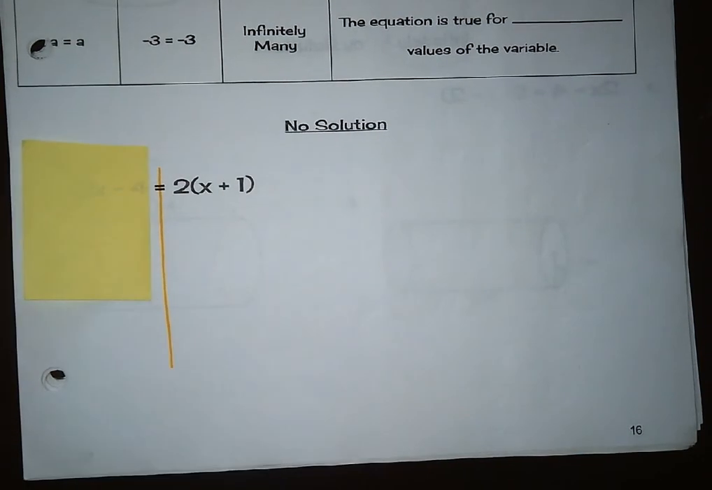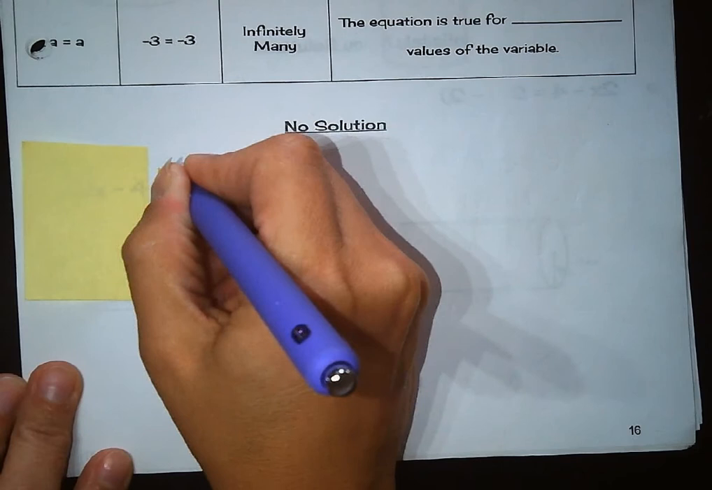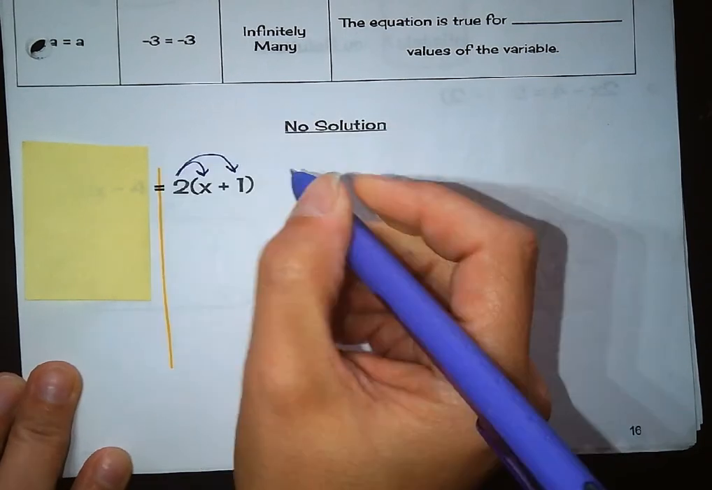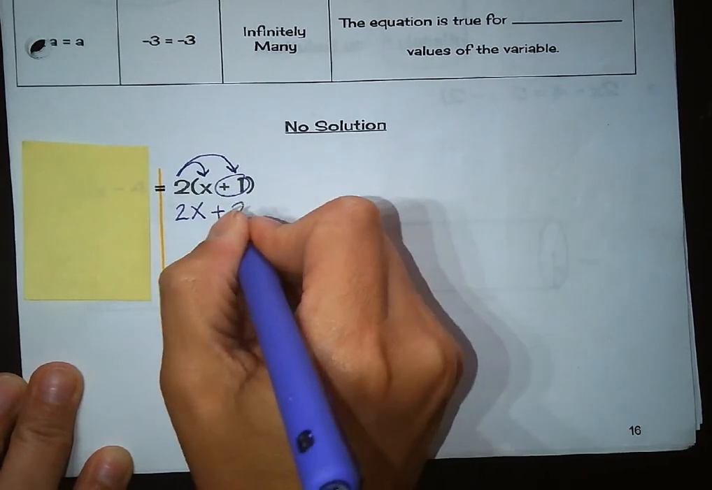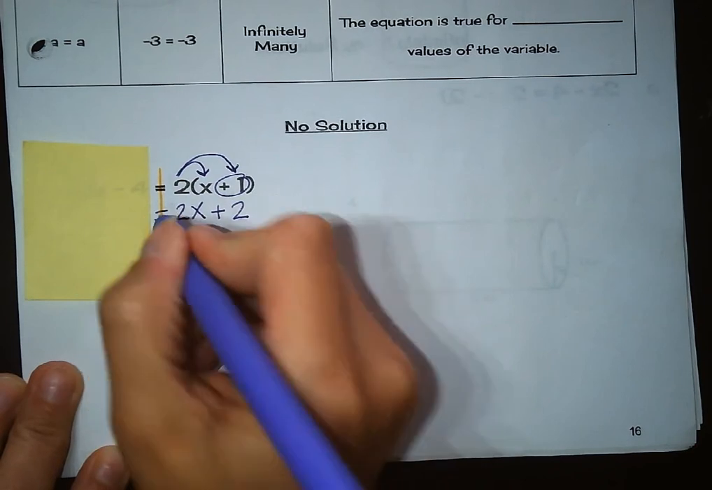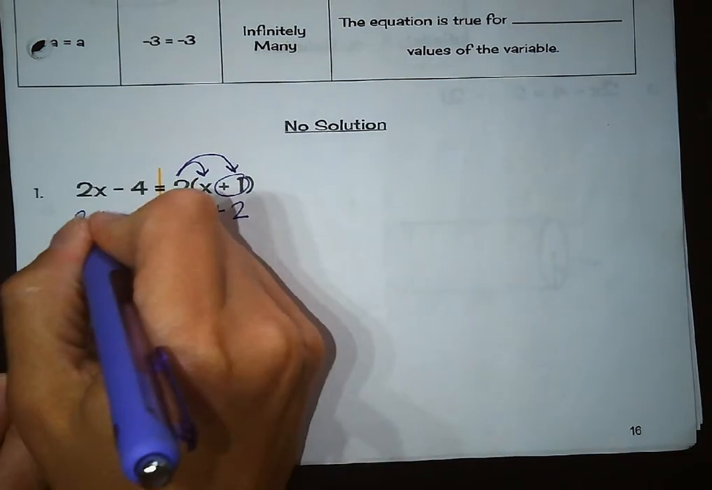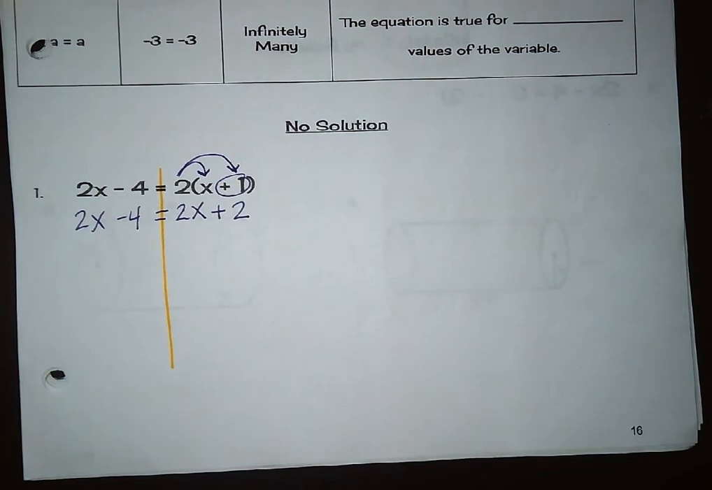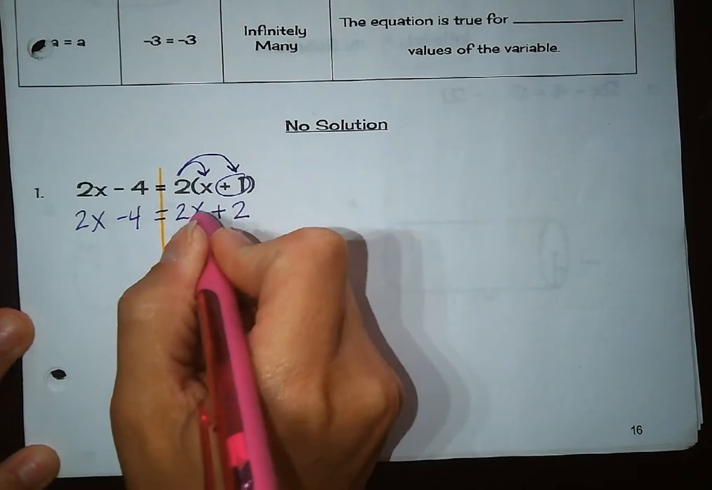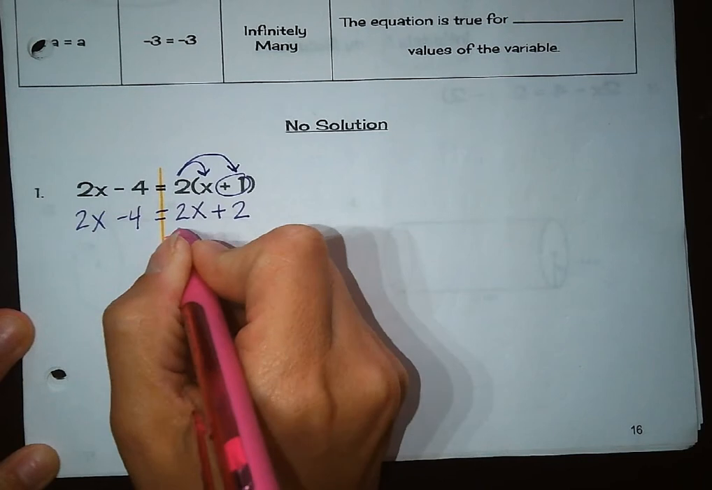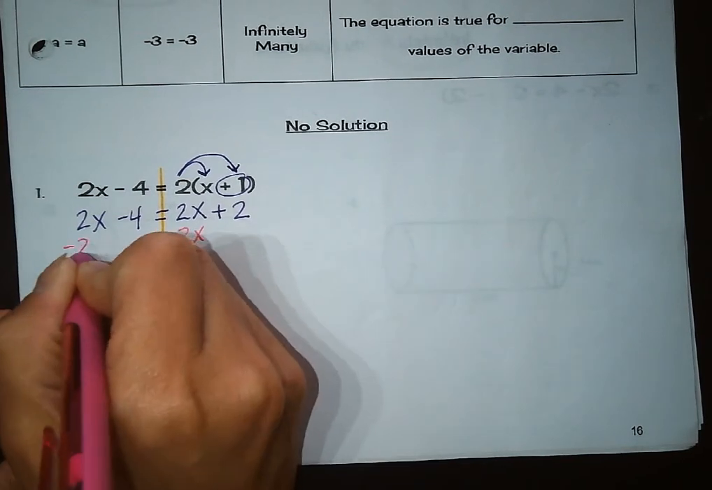So again, I ask myself, do I have any distributive property? And I see that I do. So I'm going to multiply 2 times x, which gets me 2x, and 2 times a positive 1, which gets me 2. Because I simplified my right side, I just bring down my left. Then I ask myself, do I have variables on both sides? I see that I do, so I need to make sure that I get my variables to one side and my constants to the other. First I start with my variables. I want to figure out how I'm going to get this 2x over to the other side. I see that it's positive, so I subtract 2x, subtract 2x.